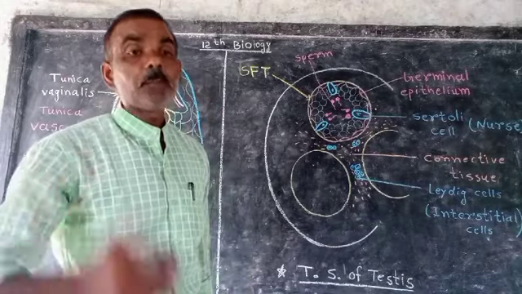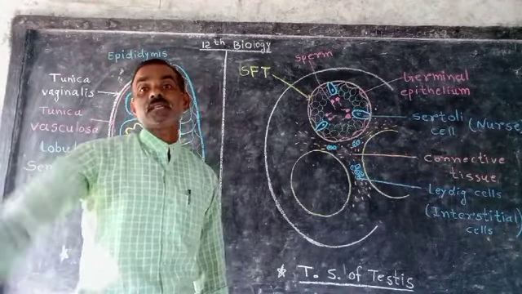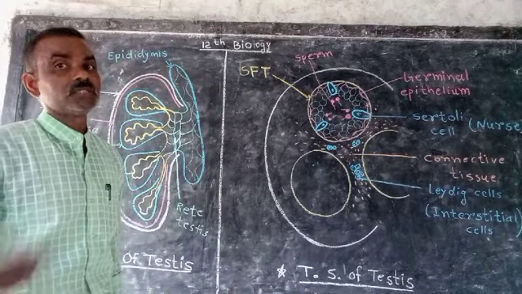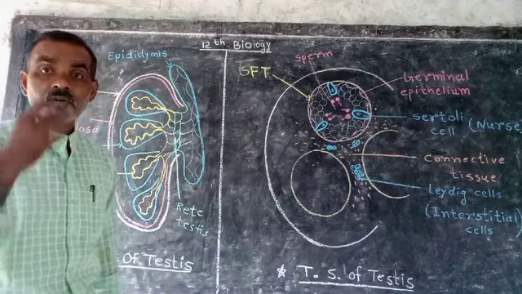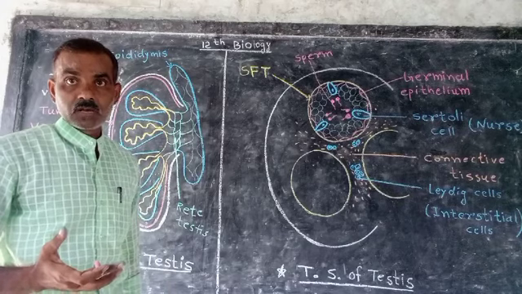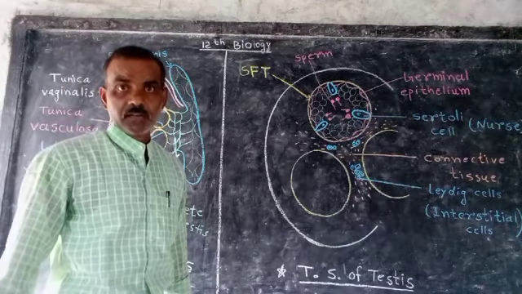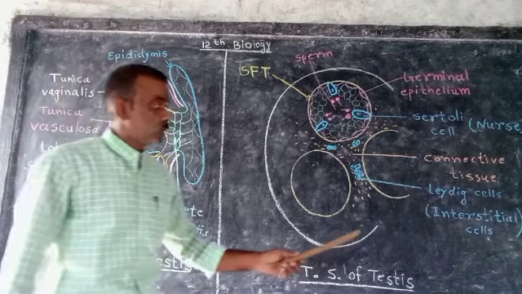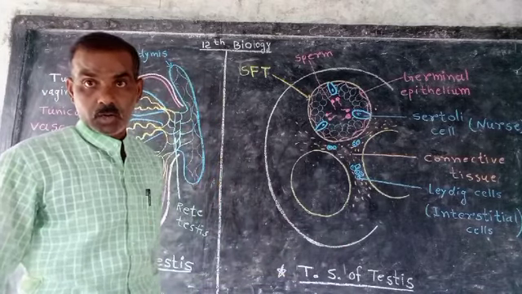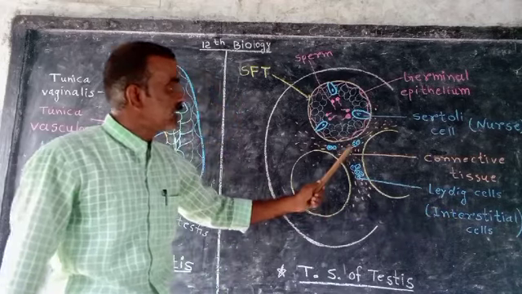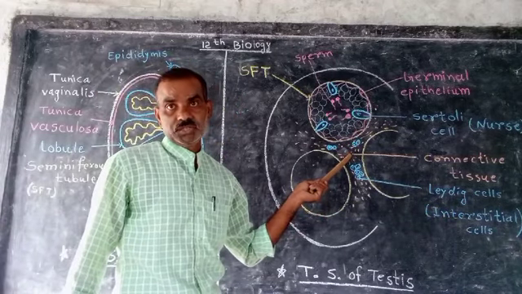It helps in the development of secondary sexual characters in male. Which are the secondary sexual characters in male? Like mustache, beard, deepening of voice. Those are the secondary sexual characters in male, and they are developed after the production of the hormone testosterone produced by the Leydig cell or interstitial cell present in connective tissue of testes.